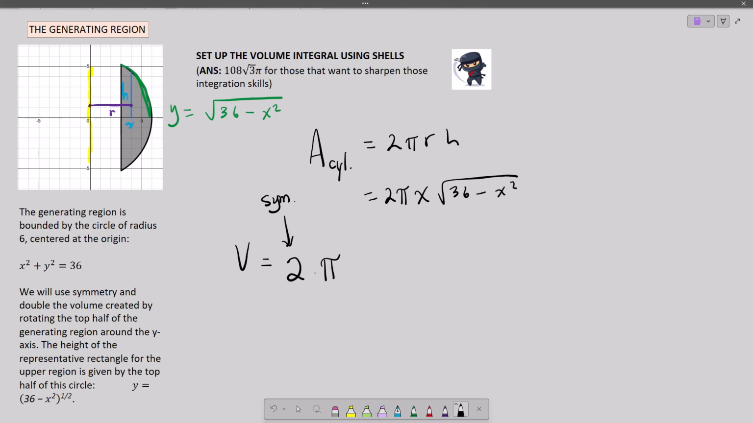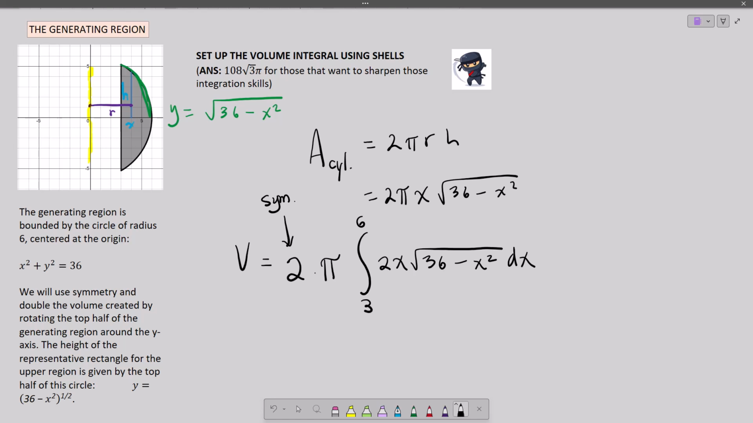You can bring the pi out. I'm going to leave the 2 from over here inside for a moment to show you something. And this is going to go from 0 up to, or over to, I guess I should say, because we're integrating with respect to x, and we're not going from 0. We're going from 3 to 6, yes. Thank you.